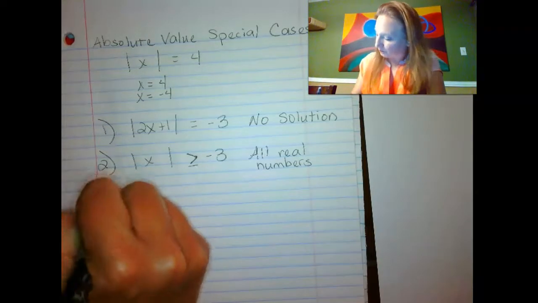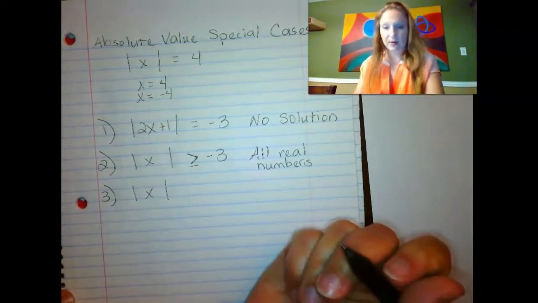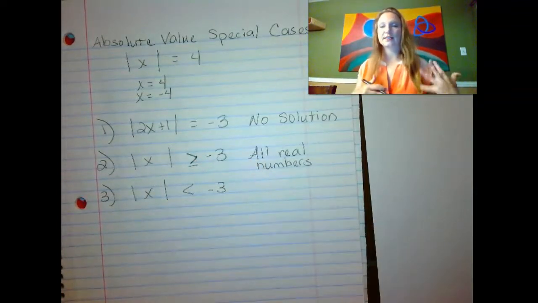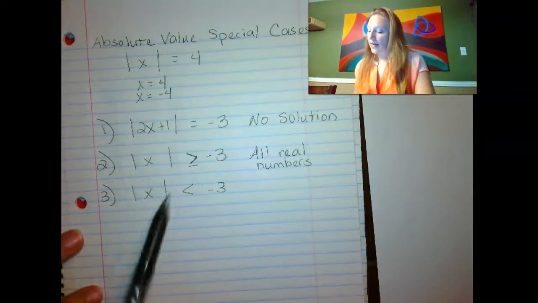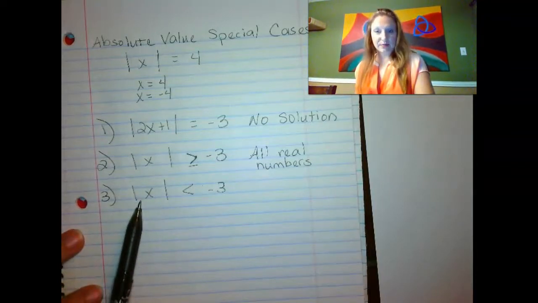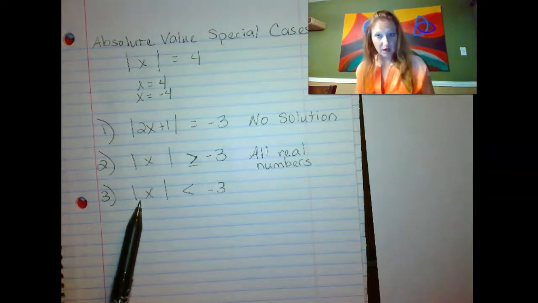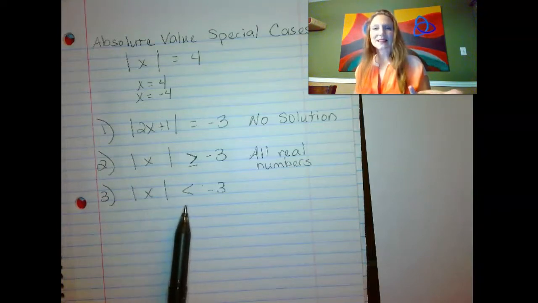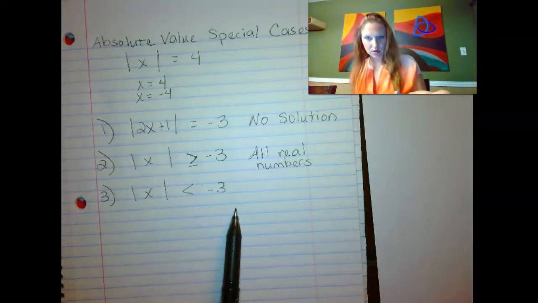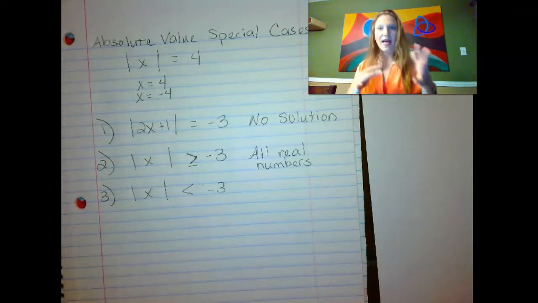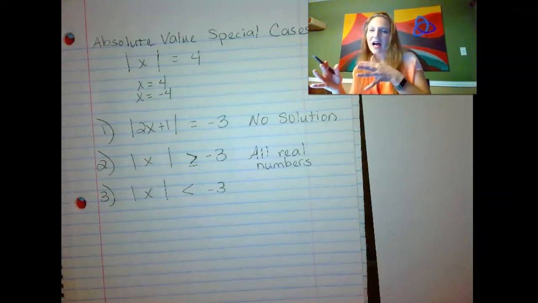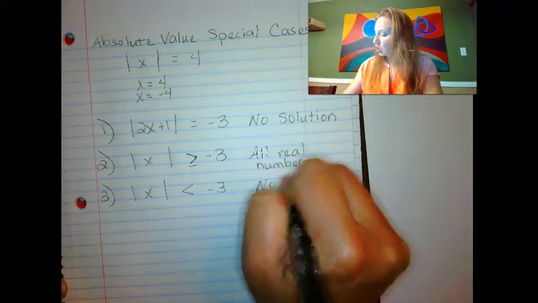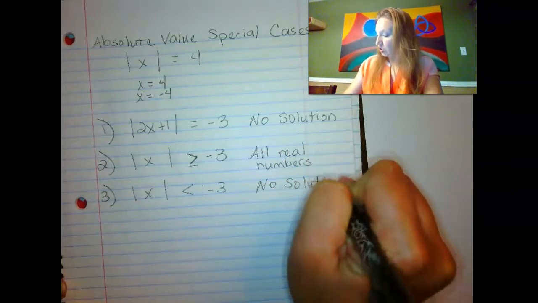Last scenario. Very similar. We have some quantity that we are taking the absolute value of. This time it is less than a negative number. Okay, so I'm switching the scenario around. So now we have some quantity that we are taking the absolute value of, which will give us a positive value. Can this positive value ever be less than a negative number? Can a positive number ever be less than a negative number? No, that doesn't make any sense. So there is no solution to this equation.